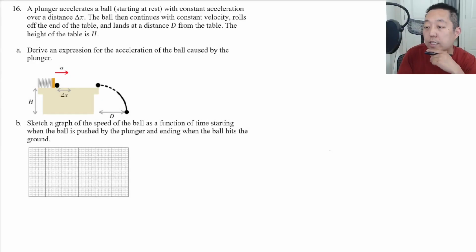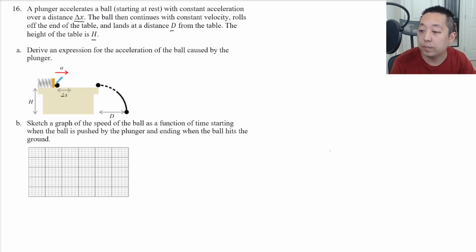Okay, a plunger accelerates a ball starting at rest with a constant acceleration over a distance delta x. The ball then continues with constant velocity, rolls off the end of the table, and lands a distance d from the table. The height of the table is h. Derive an expression for the acceleration of the ball caused by the plunger. Okay, so here the quantities we're given are delta x, d, and h.